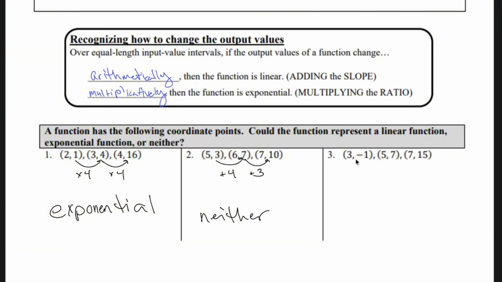Three, 5, 7, they go up by 2s every time, so that's perfectly legal. Negative 1 to 7 is 8. 7 to 15 is 8, so this is arithmetic. Arithmetic.